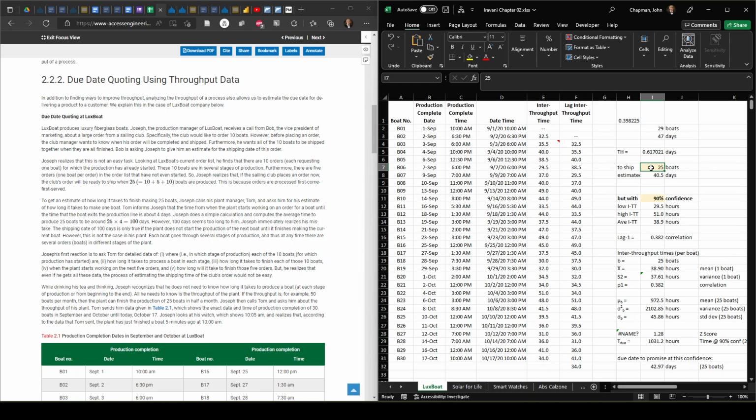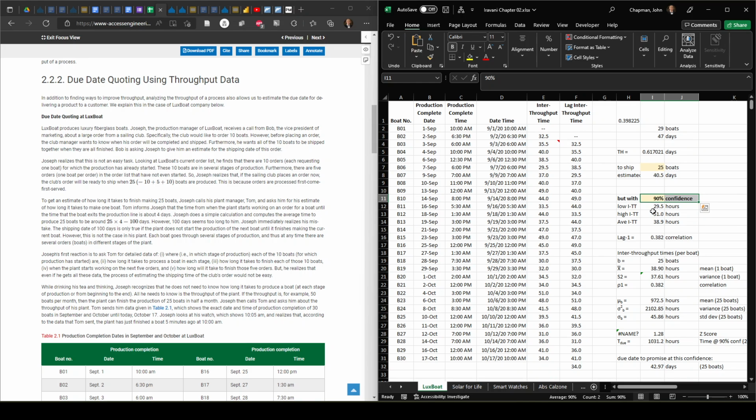And so to ship the 25 total boats, including what is in work and the new order, it's going to estimate it to be 40 and a half days. The sales guy comes back to Bob calls Joseph. Joseph is the production manager here, and Bob is the vice president of marketing.